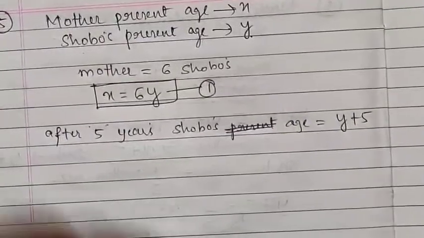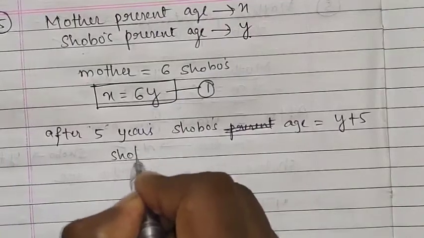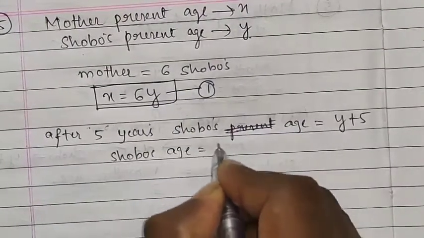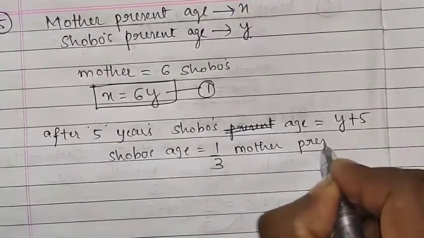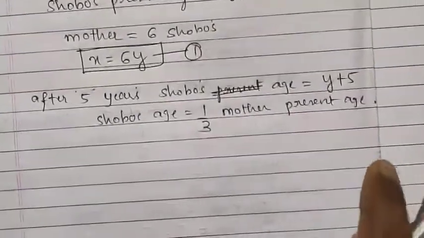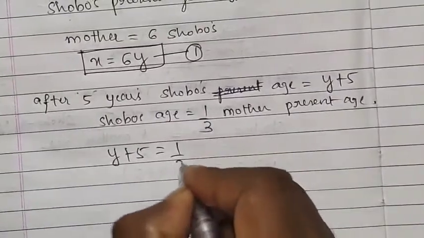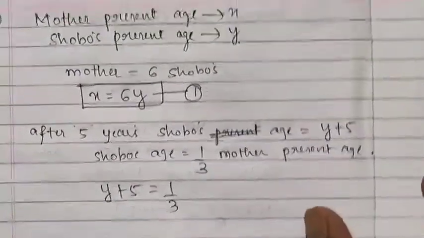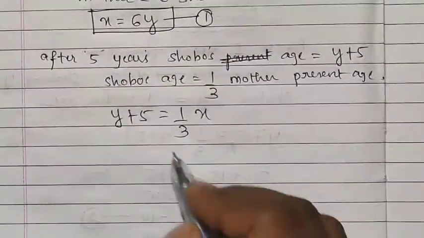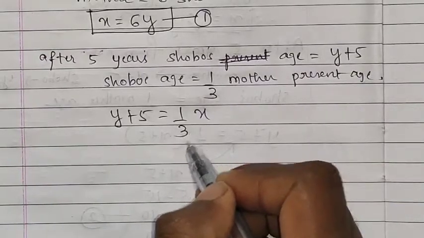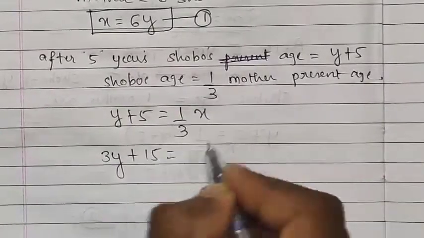According to the question, after 5 years Shobo's age is 1/3 of mother's present age. After 5 years Shobo's age is y plus 5. That is, y plus 5 is equal to 1/3 of mother's present age we took at the start, that is x. To make it a linear equation, I will multiply by 3: 3y plus 3 times 5, which is 15, is equal to 1 into x, which is x.